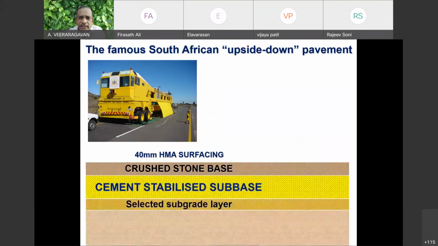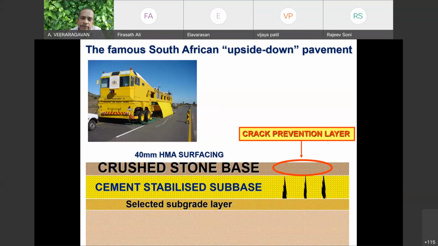In South Africa, they adopted the upside down, wherein above the cement treated subbase, they have a crushed stone base, which is called a cushioning layer. This will prevent the crack from appearing in the bituminous layer.